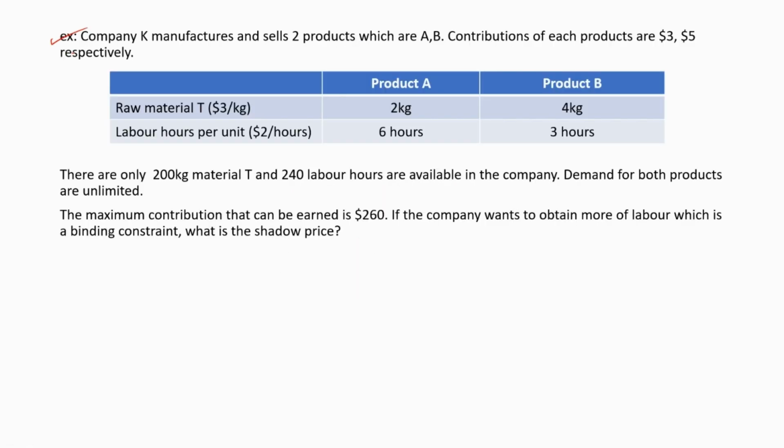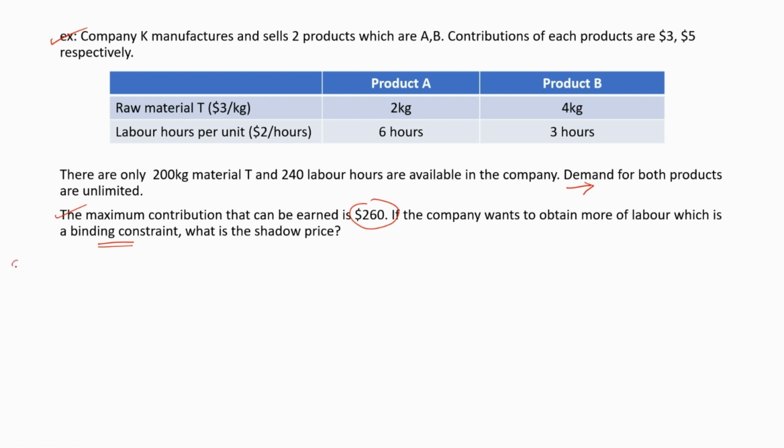Now let's do this example. This is the first example we did in this video. For this example, there are no demand constraints. The maximum contribution that can be earned is $260. If the company wants to obtain more of labor, which is a binding constraint, what is the shadow price? In this question, they are directly giving us that the labor hours is a binding constraint. This means there will be a shadow price for the labor. They have also given us the maximum total contribution that can be earned at the optimum feasible point.